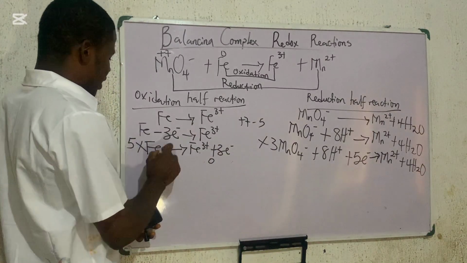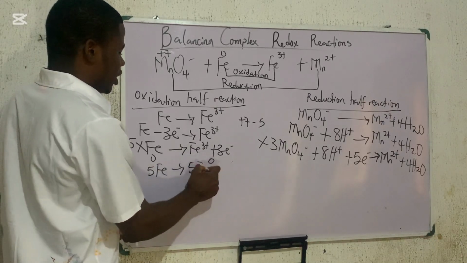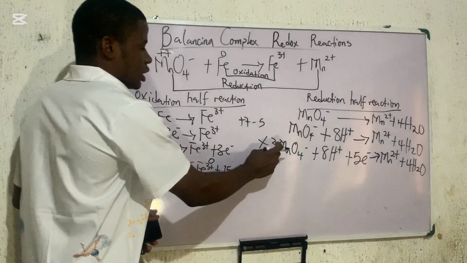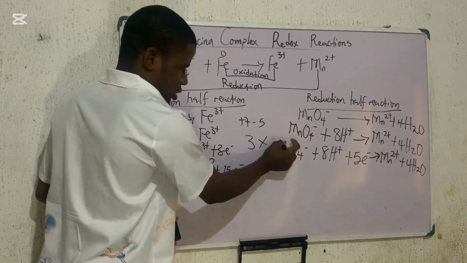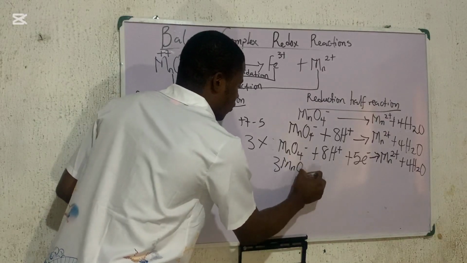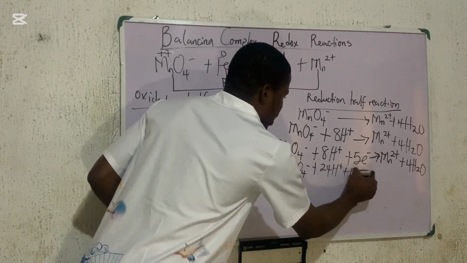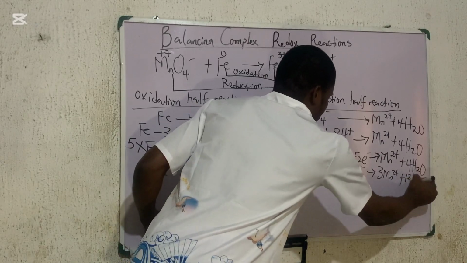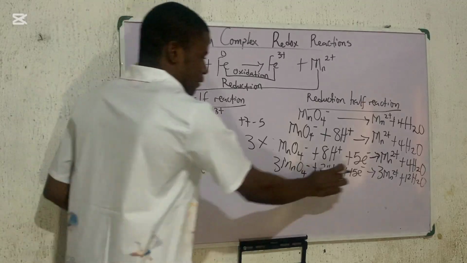5 times all this: 5 times Fe is 5 Fe, 5 times this will be 5 Fe 3 plus, 5 times 3 electron will be 15 electron. Now, 3 times all this, not 3 times Mn, 3 times all this. So 3 times all this will be 3 MnO4 minus plus 24 H plus, 15 electron to give me 3 Mn2 plus 12 H2O. This is it. Now you can see that I have 15 electron here, I have 15 electron here.